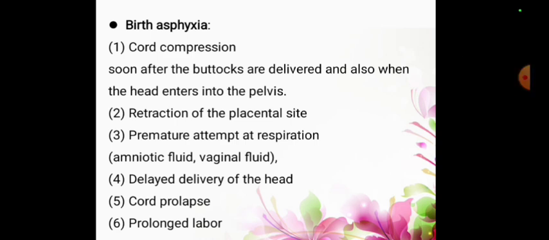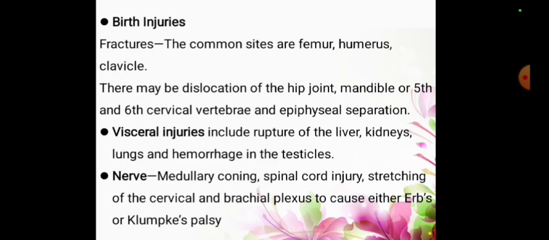There is delay in delivery of the head and prolonged labor, especially the second stage of labor. Birth injuries include fractures of the femur, humerus and clavicle due to manipulation, and dislocation of the hip joint, mandible and cervical vertebrae, and epiphyseal separation due to manipulation and delivery of the breech. Visceral injuries include rupture of the liver, kidney, lungs and hemorrhage in the testicle.